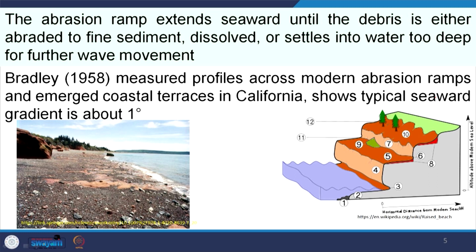Bradley in 1958 measured the profile across modern abrasion ramps and emerged coastal terraces in California, and showed that the typical seaward gradient is about 1 degree, which we have already discussed. It is a very gentle slope, 1 degree or so. If the angle of repose were steeper, there would be easy removal of the sediment, but as it is 1 degree or less, it is not easy to remove sediment from the surface.